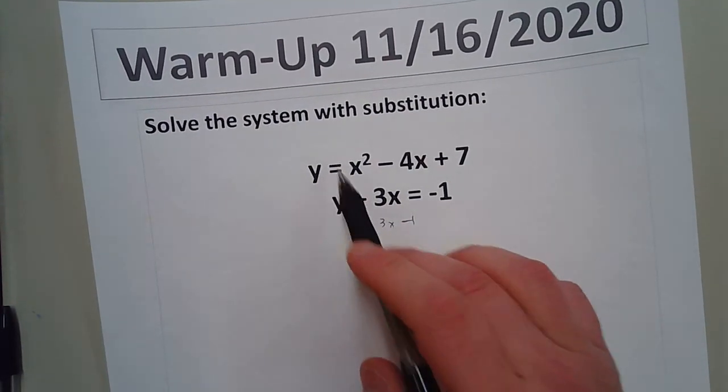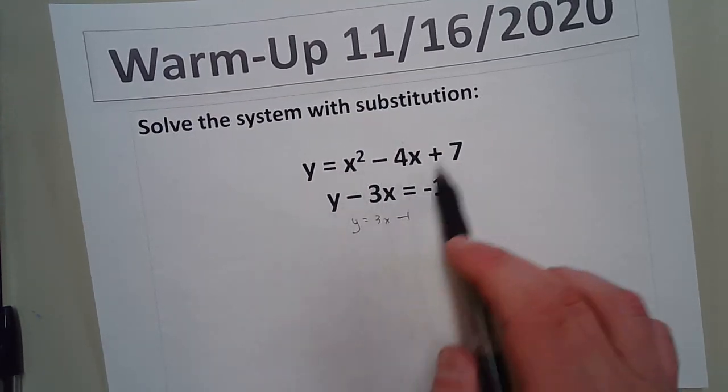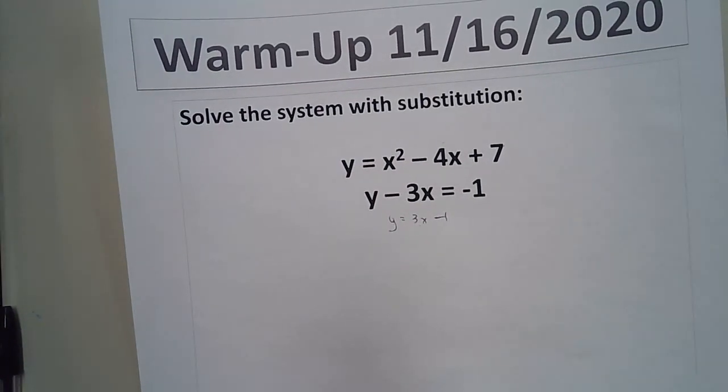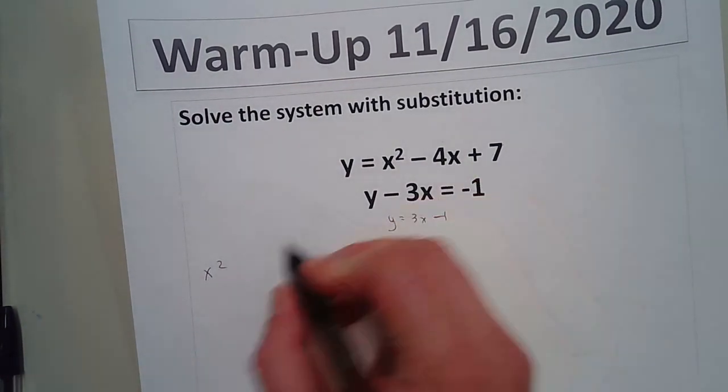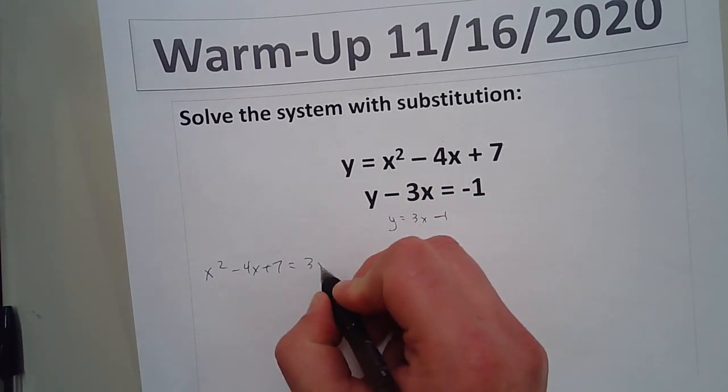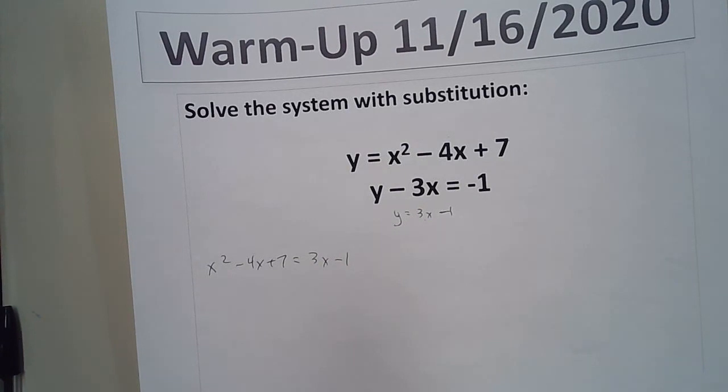Okay, so now that they're both set equal to y, we can take the two parts here, set them equal to each other, and then solve using whatever method looks best. So we got x squared minus 4x plus 7 equals the 3x minus 1. All right, so from here we need to put that in standard form.